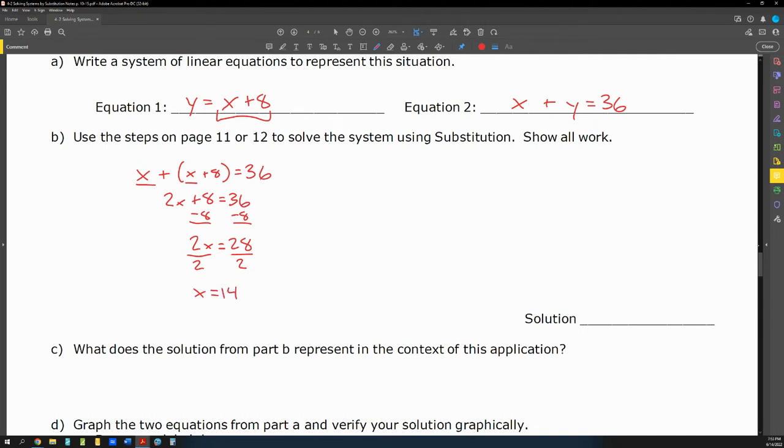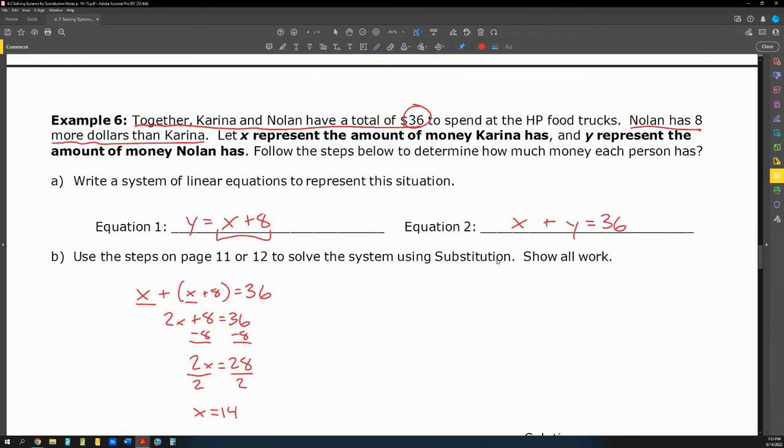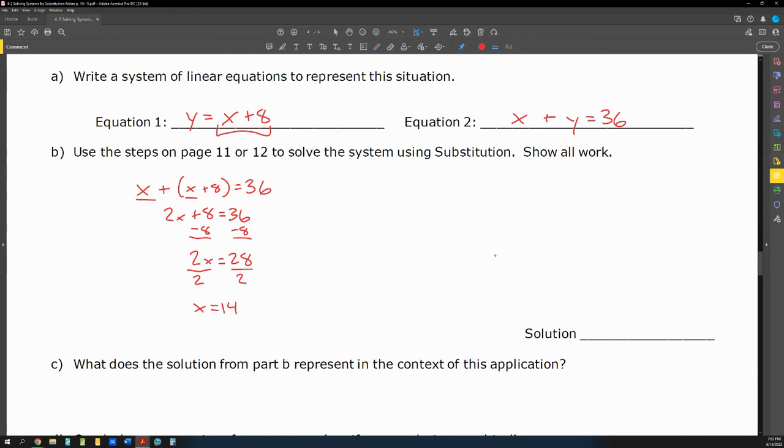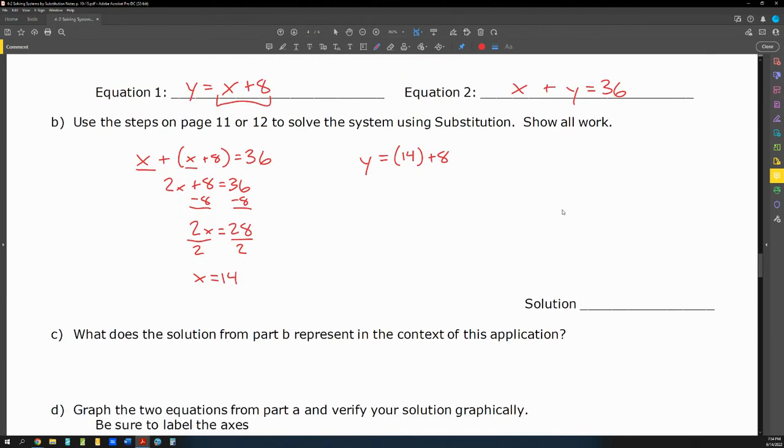We can then find the amount of money that Nolan has by plugging in 14 for x in one of the original equations. So y equals 14 plus 8. Adding 14 and 8, we get y is equal to 22. And so we have the ordered pair solution (14, 22).